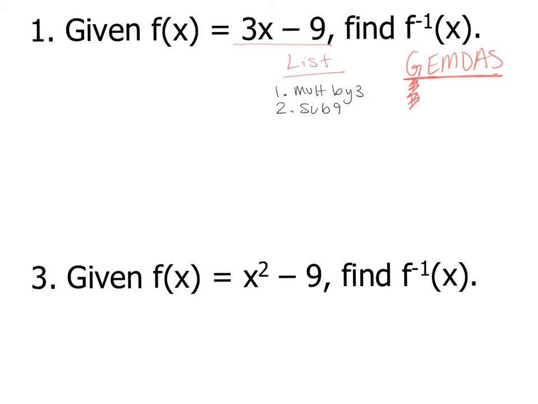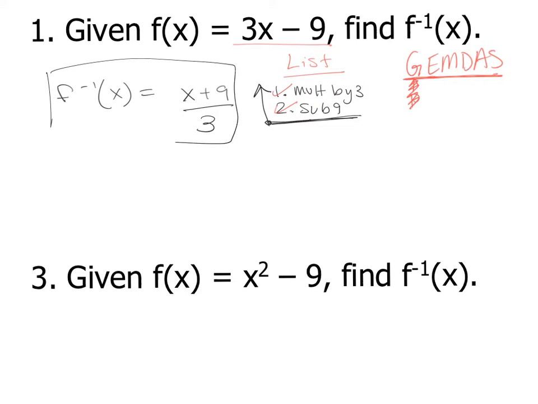So we are going to now write the answer to this. F negative 1, the inverse of the function x, happens when I take x and I do the exact opposite of this list. That means I have to go in the opposite order. So I'm going to start at the bottom and work my way up. And I have to do the opposite operation. So I'm going to take that x, and instead of subtracting 9, I'm going to add 9. And then I'm going to take that whole chunk of numbers there. Instead of multiplying by 3, I'm going to divide by 3. Divide is the opposite of multiply. So there we go. We have the inverse of number 1.